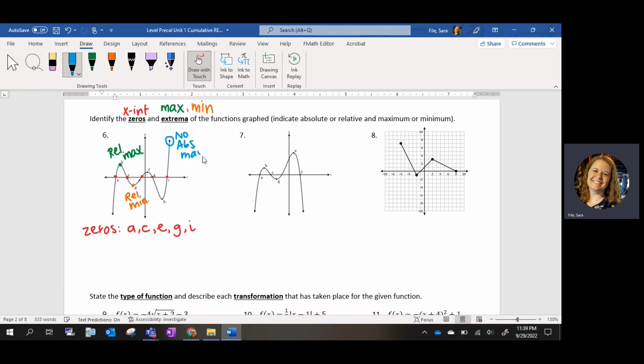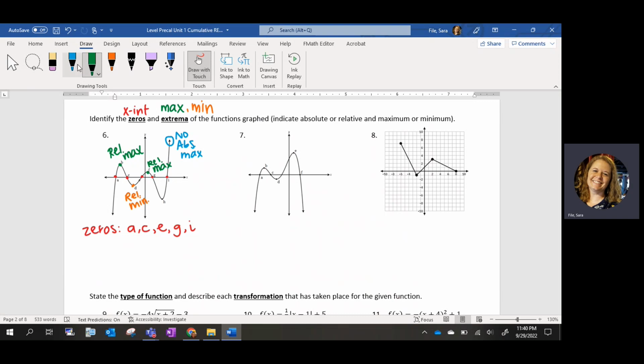Okay, so all of the maximums or high points that you see, which I see another one here at F, all of these maximums are relative because there is no absolute, because these are not absolutely the highest points on the graph. The graph goes up forever, so it gets higher and higher and higher. So another relative max here.